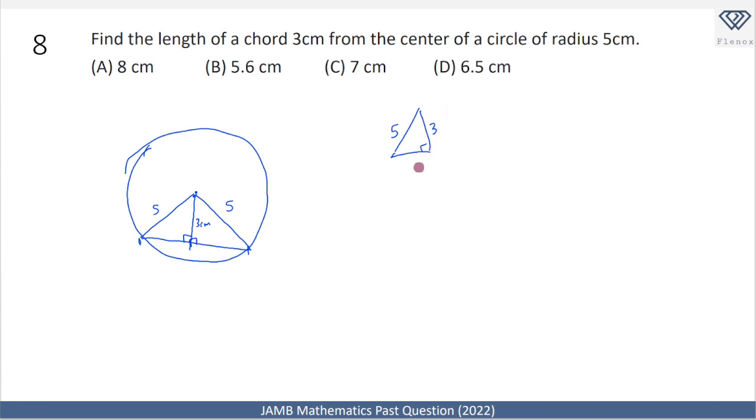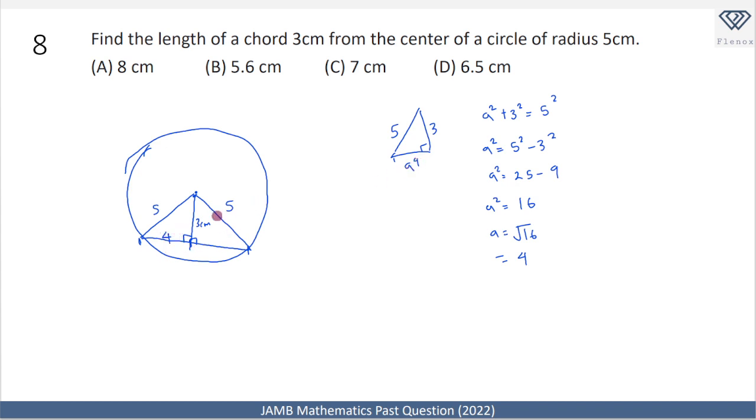Now again, from my Pythagoras theorem, we know that a squared plus b squared is equal to the hypotenuse squared. So again, we have a squared plus 3 squared must equal 5 squared. Now we know that a squared equals 5 squared minus 3 squared. So a squared equals 25 minus 9, and a squared equals 16. So a will be equal to the square root of 16, and that is equal to 4. So we know that the distance from here to here is 4, which is what we have over here.